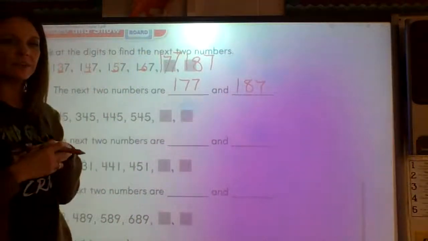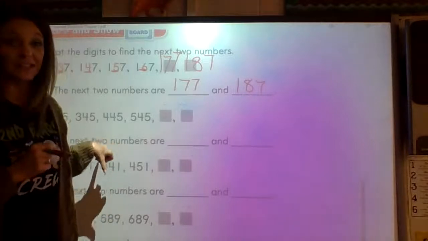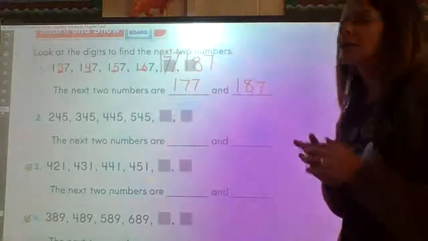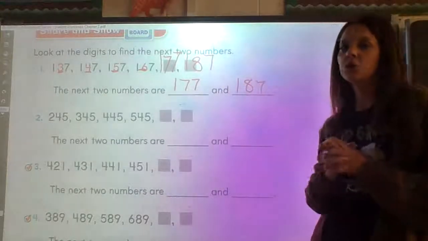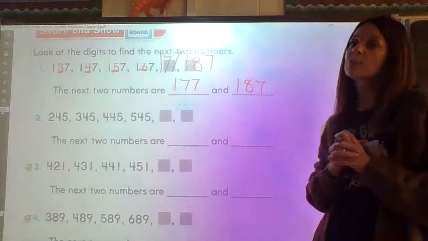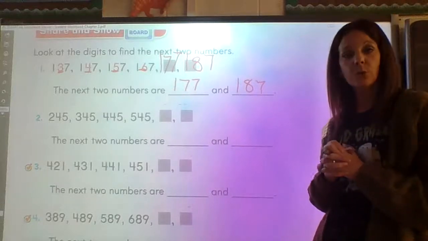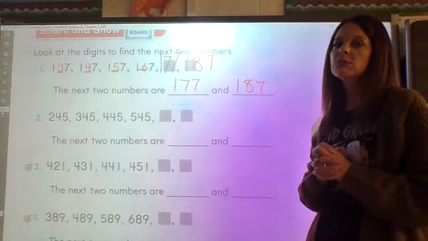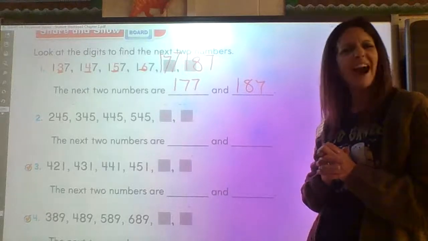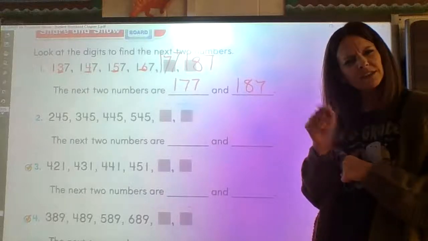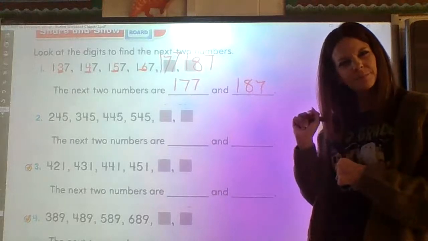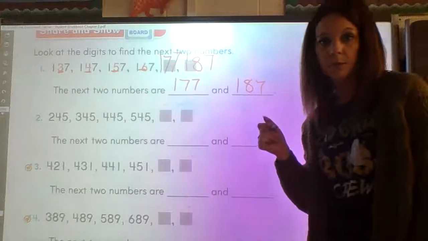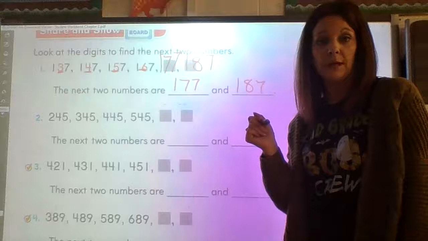Let's take a look at our next problem together because they didn't do anything in red this time. So we really need to put our knowledge to the test with number 2. In number 2, we see the number pattern: 245, 345, 445, 545. So let's look. These are really big numbers. So am I going to count by ones to see how many went up? No, probably not. So instead, what are we going to use? We're going to use our place value knowledge.